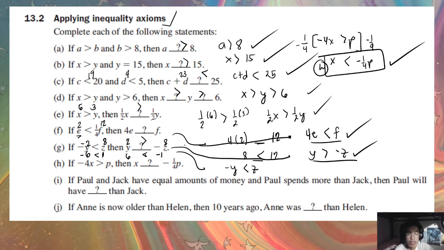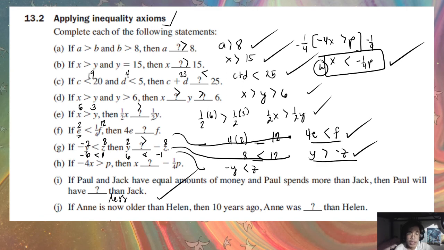Okay, for letter I, if Paul and Jack have equal amounts of money, and Paul spends more than Jack, then Paul will have, of course, less than Jack. Since Paul is a great spender, Jack will have more money, logically speaking.